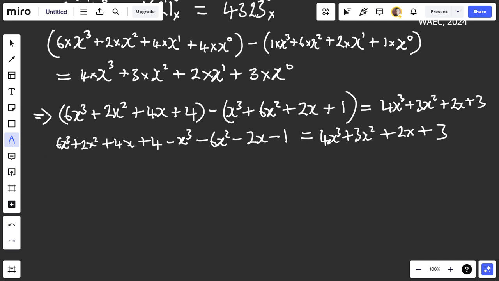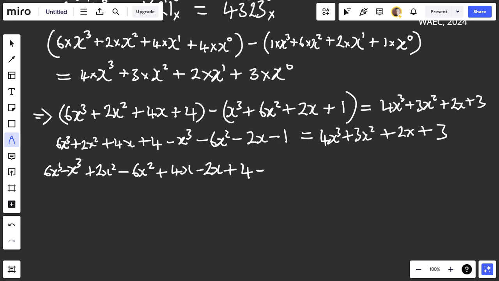So the one that has the same term with 6x raised to the power 3 is minus x cubed and 4x cubed. But first, let me finish what is on the left hand side before operating with the right hand side. So here we have 6x cubed minus x cubed. Then we have plus 2x squared, sorry, minus 6x squared, sorry. This 2x squared. Sorry about that. Plus 4x here minus 2x here plus 4.